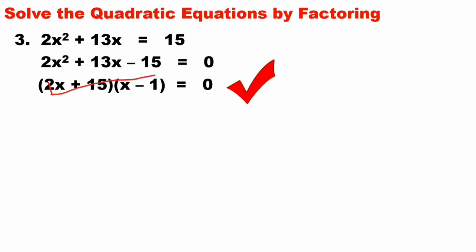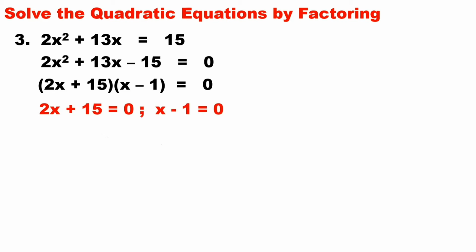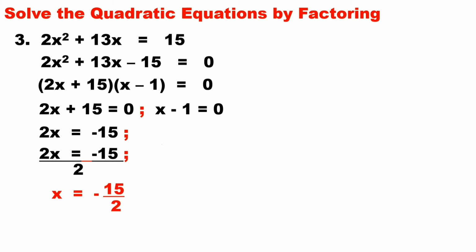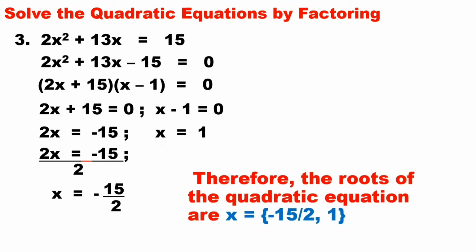Applying zero product property, we have 2x plus 15 equals 0 and x minus 1 equals 0. Transpose positive 15 from left to negative 15 to the right. Divide both sides by 2, x equals negative 15 over 2. Transpose negative 1 to positive 1 to the right. So x equals 1. Therefore, the roots of the quadratic equation are x equals negative 15 over 2 and 1.